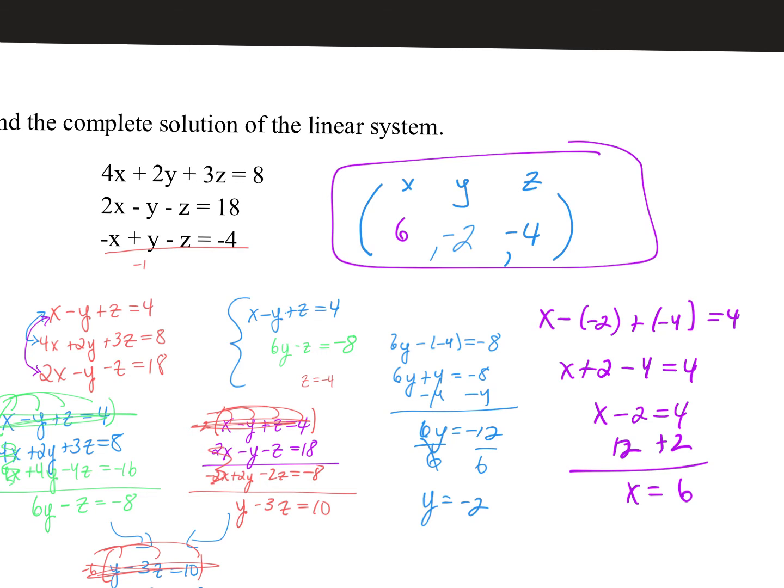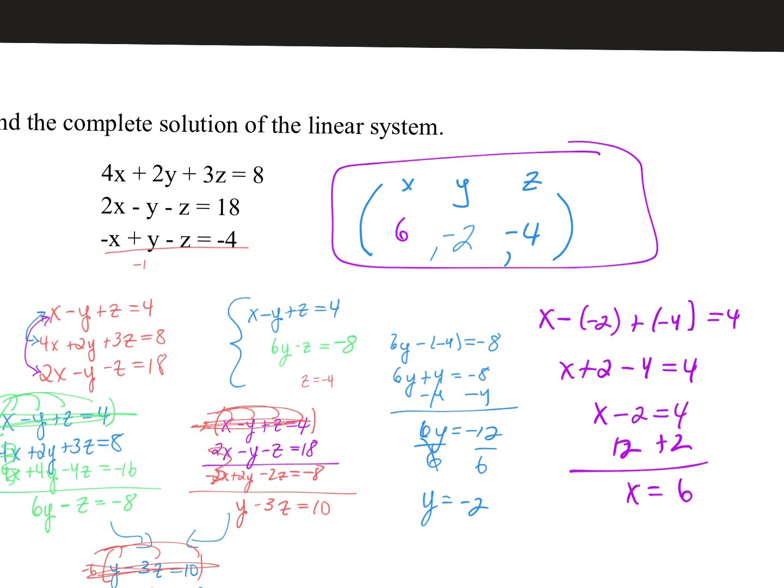So now I'm going to do the exact same thing with the second equation. 2 times 6, which is our x value, minus y, which is negative 2, and then minus a negative 4. And when I hit enter, I should get 18, and I do.